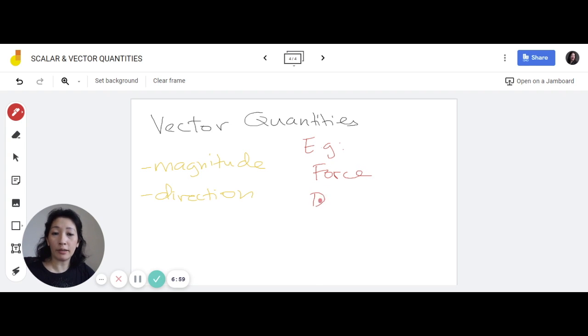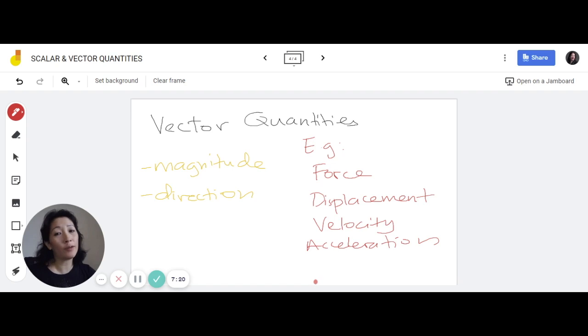There's also displacement. There's velocity, acceleration, and many, many more. I will discuss displacement, velocity, and acceleration in a separate video. This video is just to give you an introduction to scalar and vector quantities.